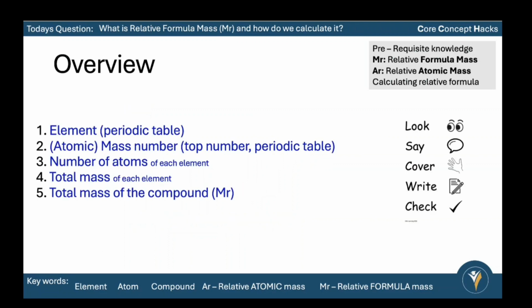So let's turn this into a list that you can actually use to revise for exams, because by now you must have learnt this and it should be quite firmly stuck in your memory. The first thing we do is identify the element. Then we identify the mass number. We look for the number of atoms, and then we calculate the total mass of each element. And then finally, we're ready to calculate the total mass of the compound.